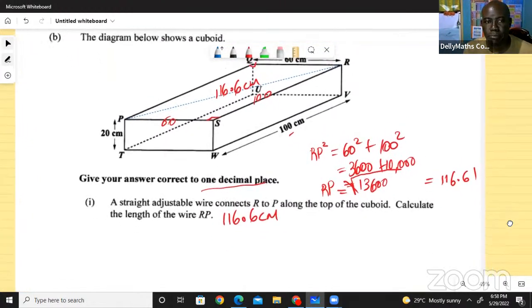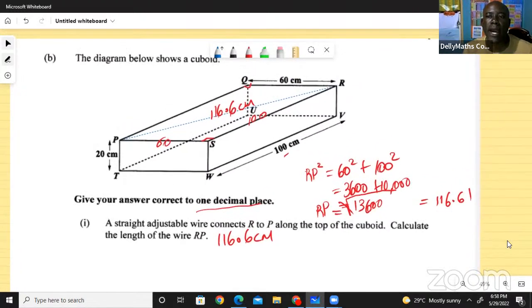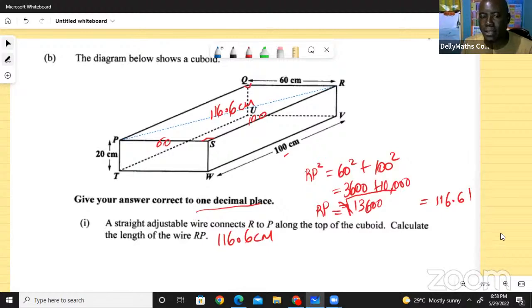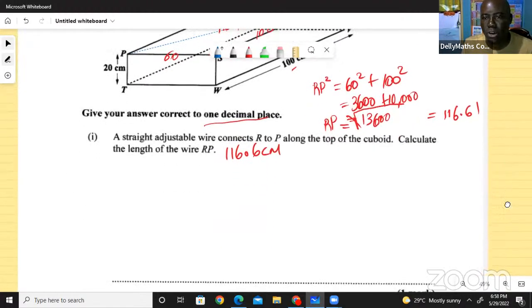All right. Remember though, the reason why I know it's a right angle is because of the nature of this diagram. It is a cuboid, a rectangular prism. So that means the edges are right angles, and the vertices are right angles there. Let's go for the next question.